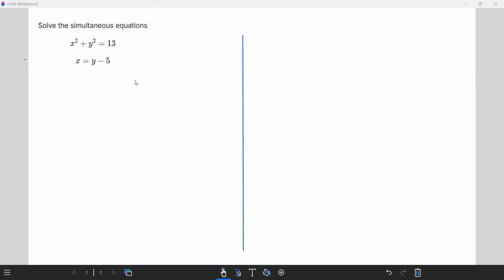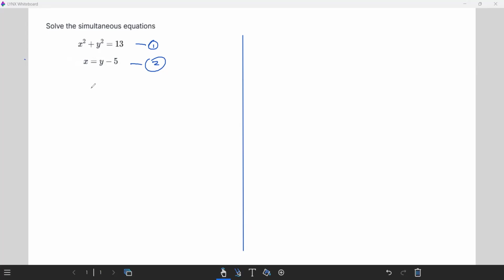The given question is: solve the simultaneous equations x squared plus y squared equals 13 and x equals y minus 5. I'm going to take these two equations, number 1 and number 2. And what I'm going to do is rewrite the second equation subject to x or subject to y.